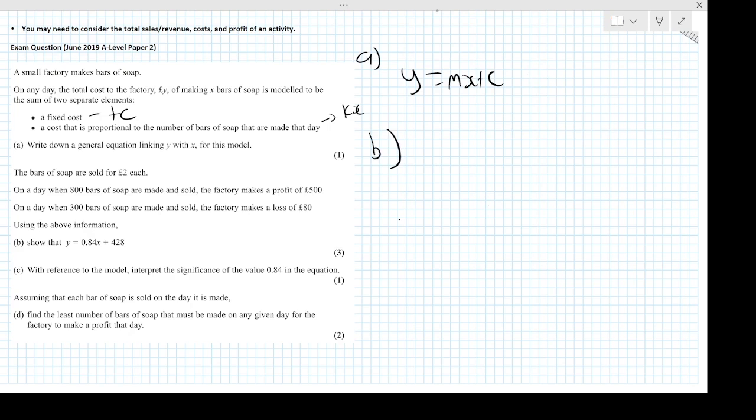then says the bars of soap are sold for £2 each. On a day when 800 bars of soap are made and sold, the factory made a profit of £500. On a day when 300 bars of soap are made and sold, the factory made a loss of 80. Using the above information, show that y is this. So actually it's showing you that you need to work out the values m and c in this case, because they're giving you some information. This is what makes it challenging, because it's a bit different to the other problems. And so I'm going to explain this now.